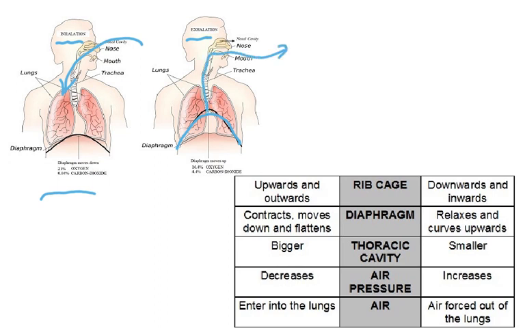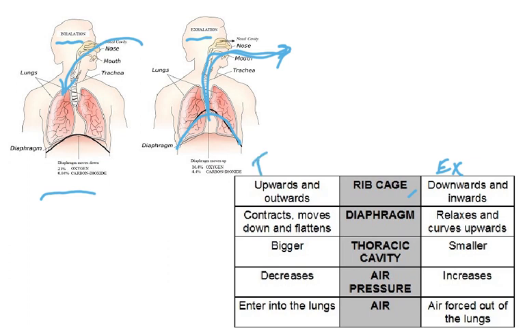So in exhalation, the volume decreases and pressure inside the chest cavity increases, so air is going to move out from high pressure to low pressure. Now, if you look at this one: the rib cage moves downwards and inwards, the thoracic cavity becomes smaller, air pressure increases, and air is forced out of the lungs. So this is exhalation.